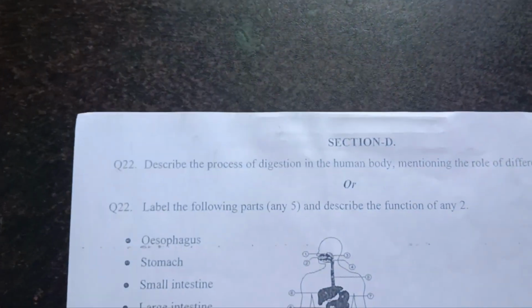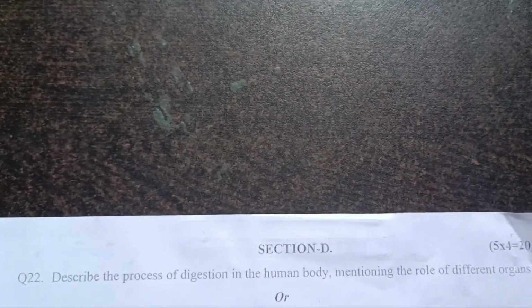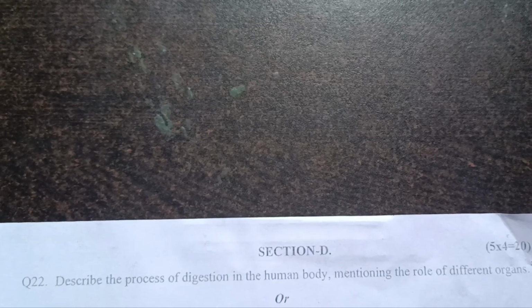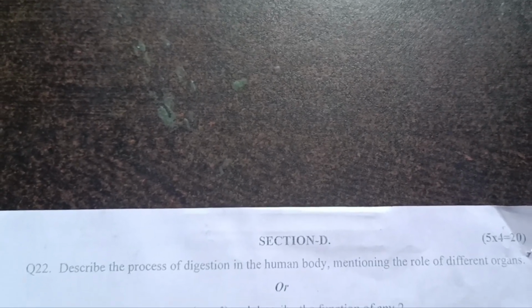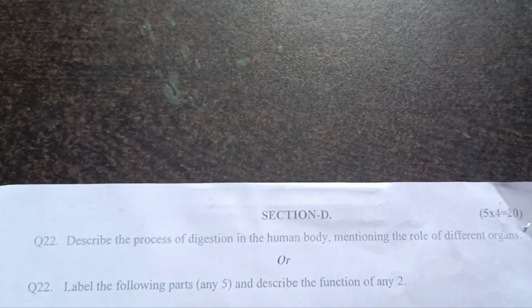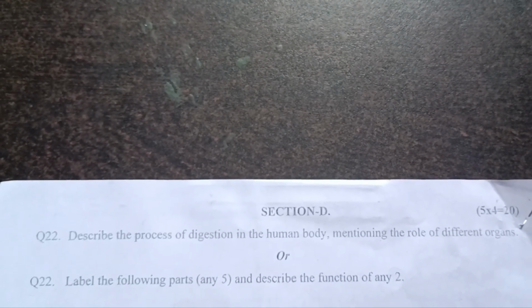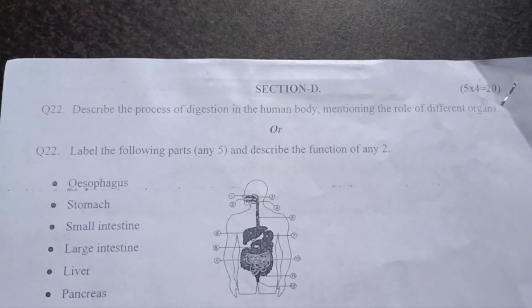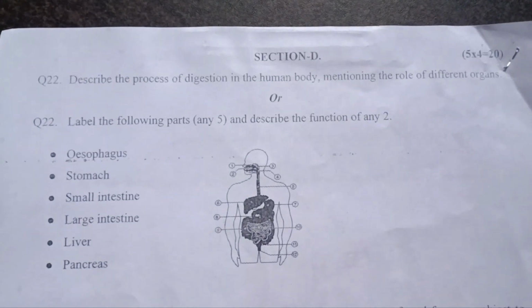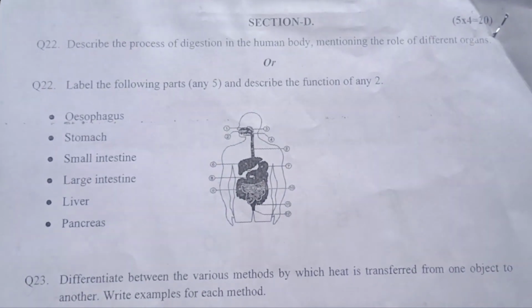Now, next question, section D. Describe the process of digestion in the human body, mentioning the role of different organs. There is a choice in this question. Label the following parts, any 5, and describe the function of any 2. So you also have to describe the function of 2 parts and label 5 of them.